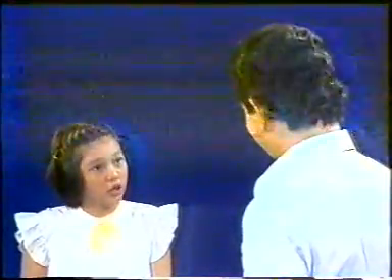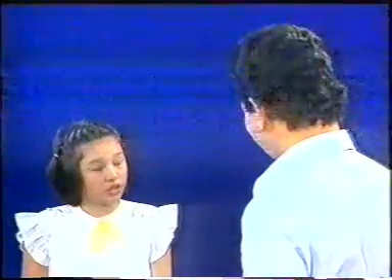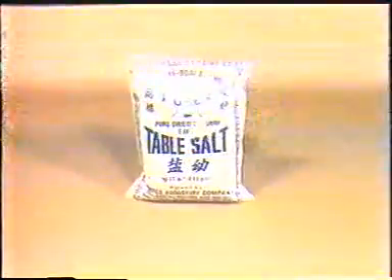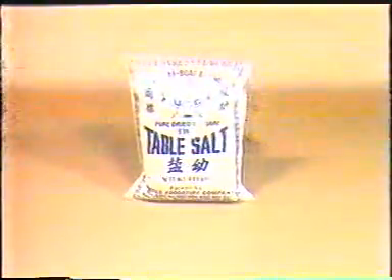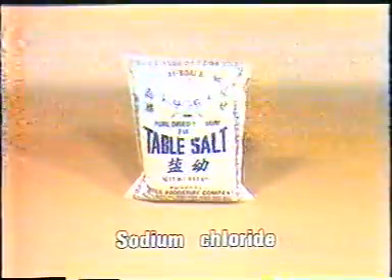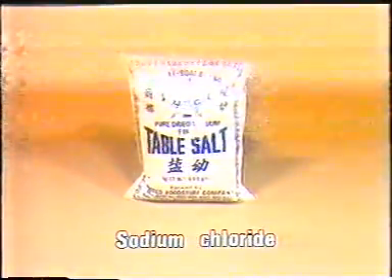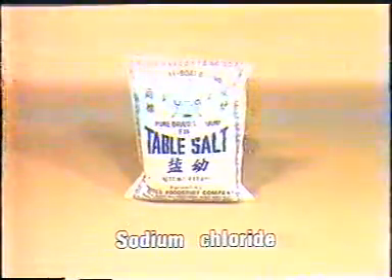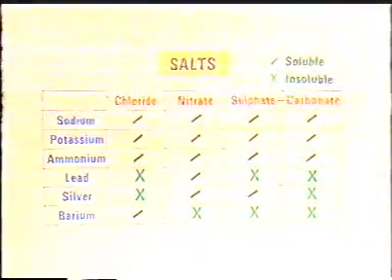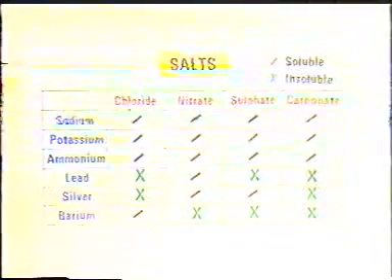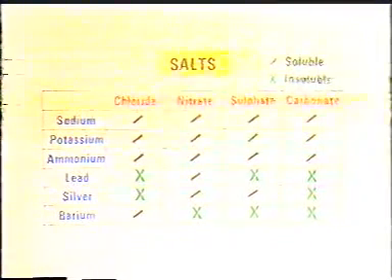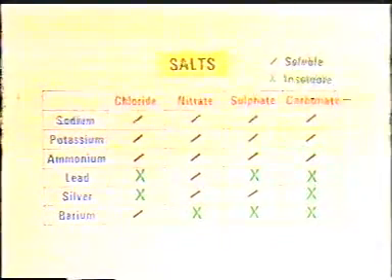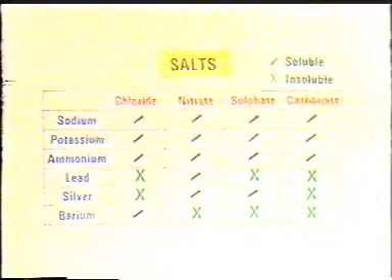Uncle Donald, what is the scientific name for the table salt that we eat? Table salt, or common salt, is known as sodium chloride. Other examples of salts include sodium nitrate, sodium sulfate, sodium carbonate, potassium chloride, and so on.